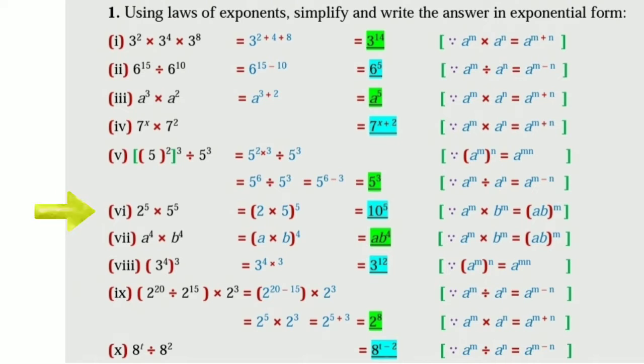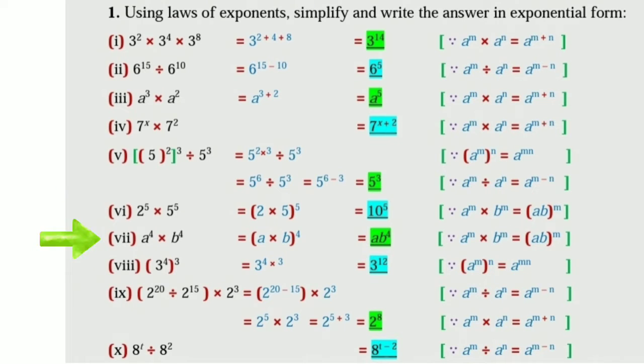Sixth one, 2 raised to 5 into 5 raised to 5. Students, please pay attention. Here the bases are different but the exponents are the same, so we have to use a different formula. That is, into bracket 2 into 5 bracket close raised to 5 is equal to 10 raised to 5. Here the formula used is a raised to m into b raised to m is equal to ab raised to m.